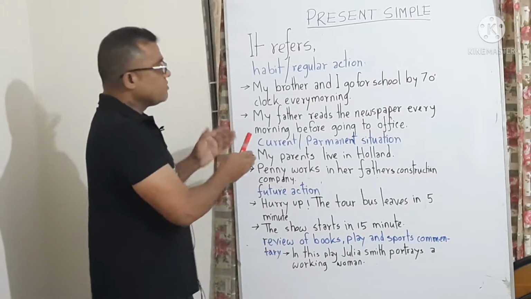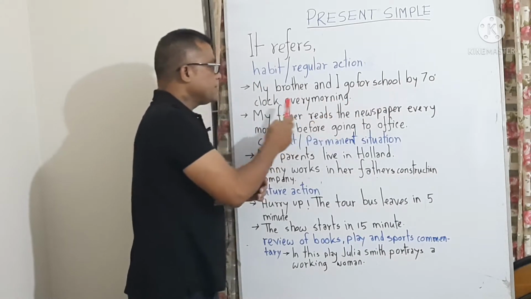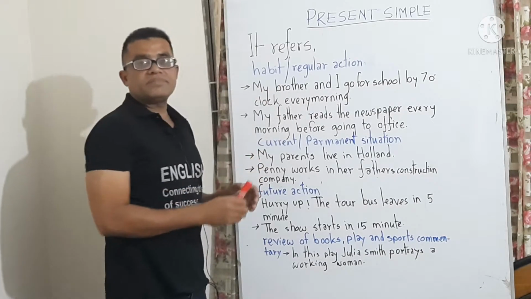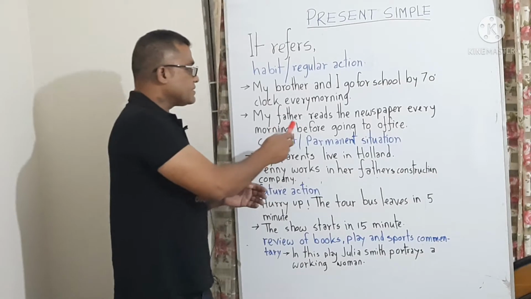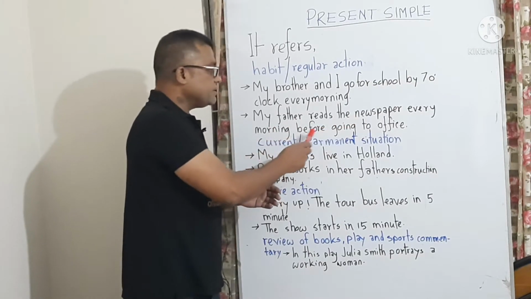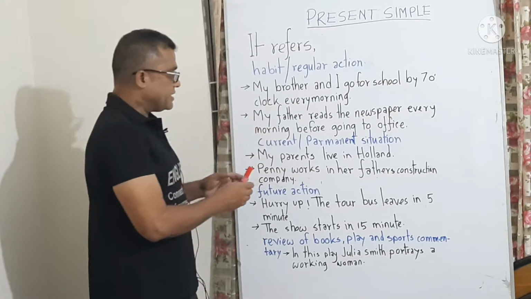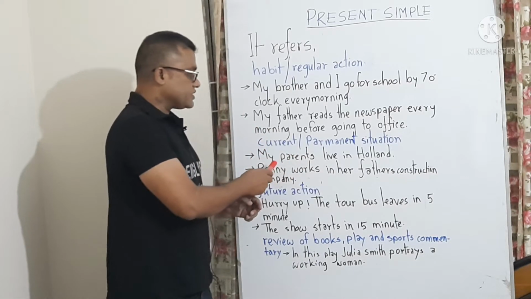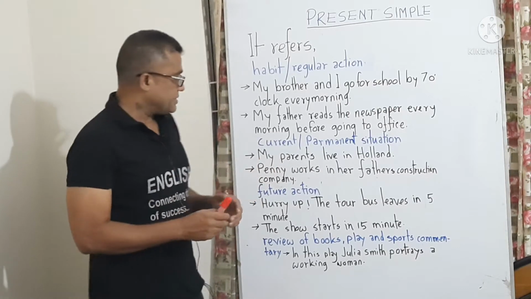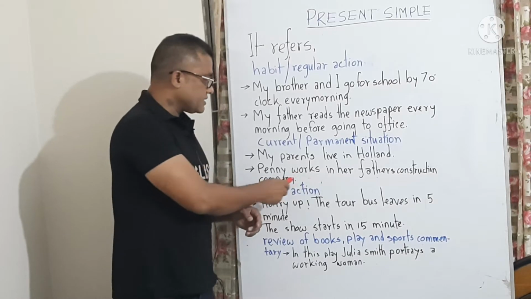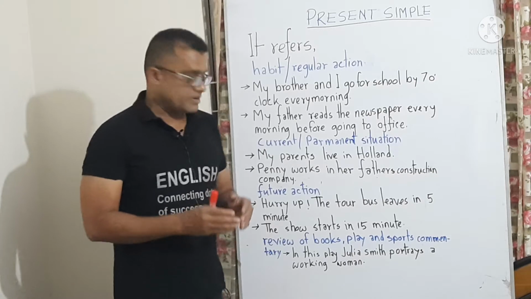If you look at this sentence, my brother and I go to school by 7 o'clock every morning. That means we do this work every day. My father reads the newspaper every morning before going to office. That means my father does this work every day. Current or permanent situation. My parents live in Holland. That means they live in Holland. Penny works in her father's construction company. That means Penny currently does this work.